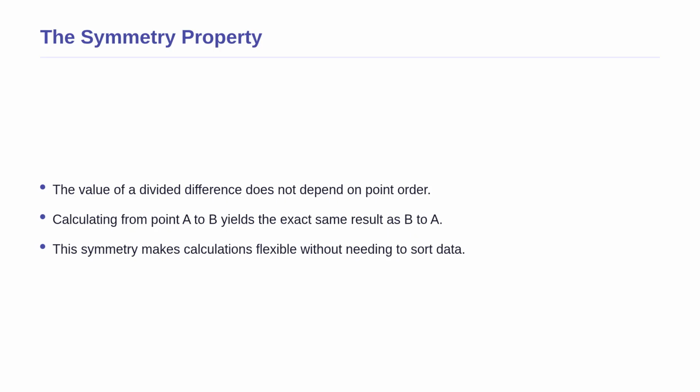Having defined the operators, we now encounter a fascinating and highly useful feature called the symmetry property. This property states that the value of a divided difference does not depend on the order in which the points are listed. Whether you calculate the difference from point A to point B or from point B to point A, the final numerical result is exactly the same. This makes calculations much more flexible, as we do not need to worry about sorting our data points before analyzing them. Let us look at the mathematical statement of this property.